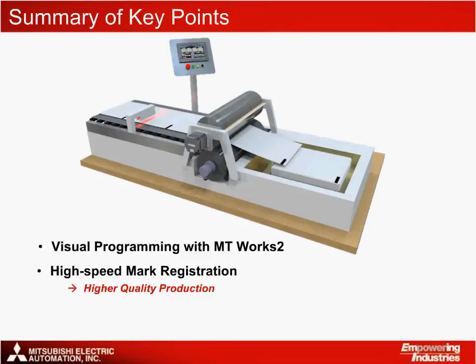High-speed mark registration provides on-the-fly corrections to keep the rotary knife axis on track at all times. This directly results in higher quality production with less machine downtime. Finally, Ethernet communication provides a fast open network that machine builders are familiar with and can rely on. Standard cabling reduces machine cost and simplifies the setup to other devices.